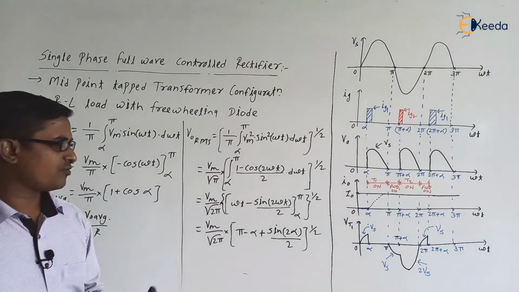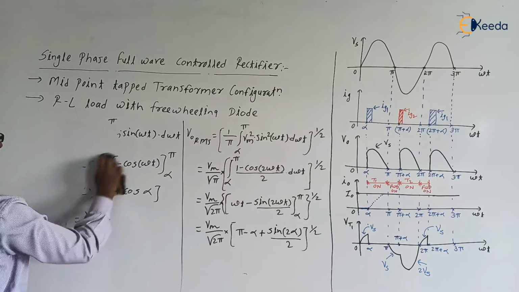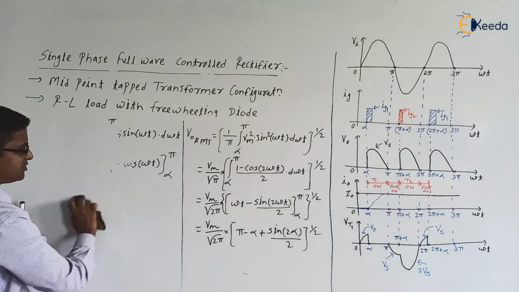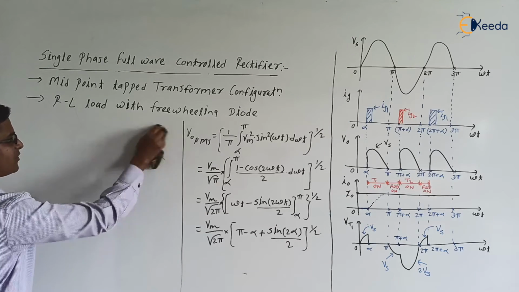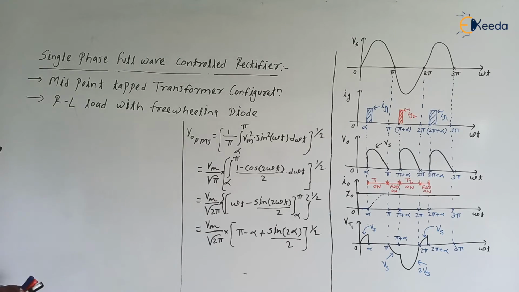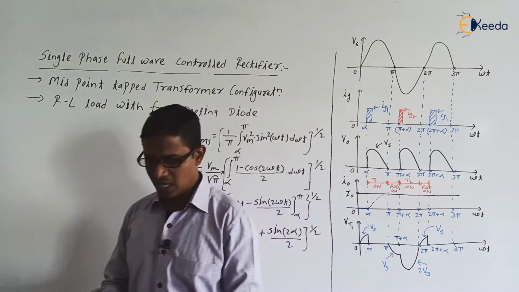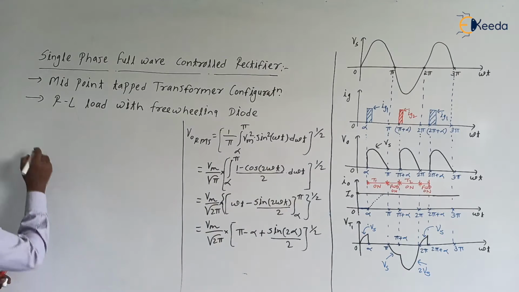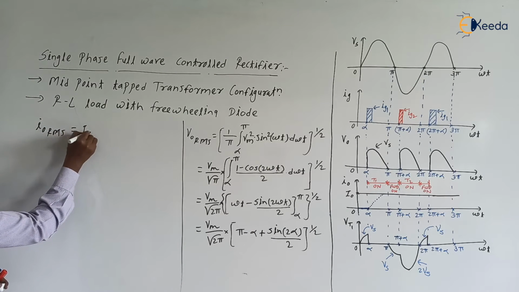Next, what is I0 RMS? If you check the I0 waveform, you will understand I0 RMS is the same as the capital I0 only. Because for a constant waveform, its RMS value as well as average value is the same as the magnitude of that waveform. So I0 RMS is equal to I0 only.